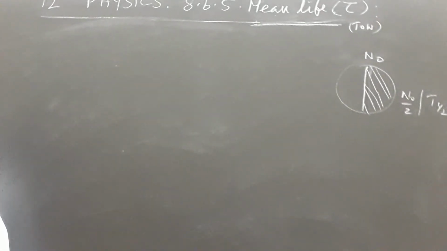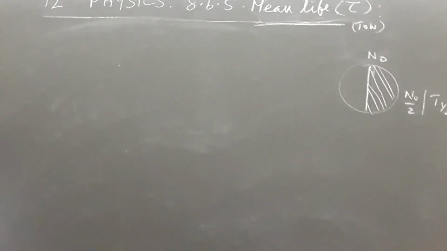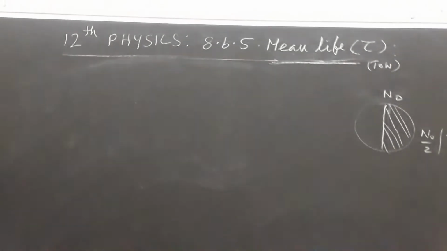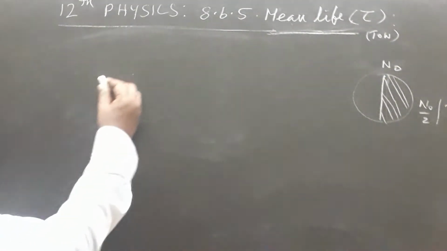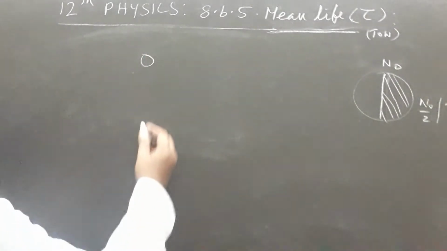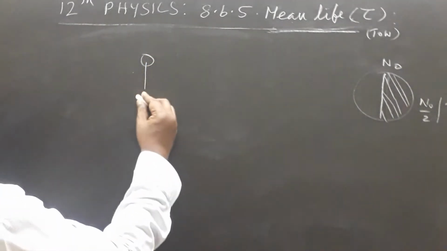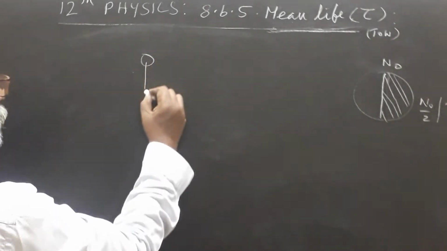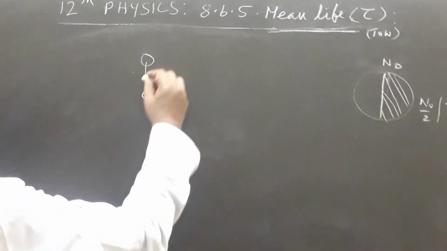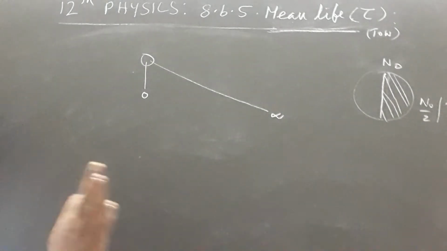When the radioactive nuclei undergo decay, consider the nucleus which disintegrates first. The first decayed nucleus has zero lifetime, and the last one to decay has an infinite lifetime. That's the thing that you have to understand.